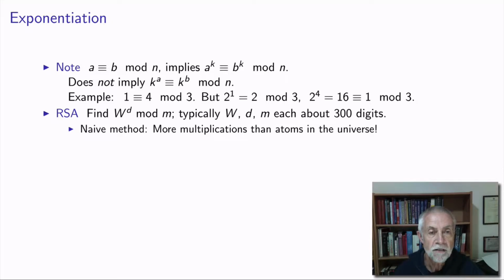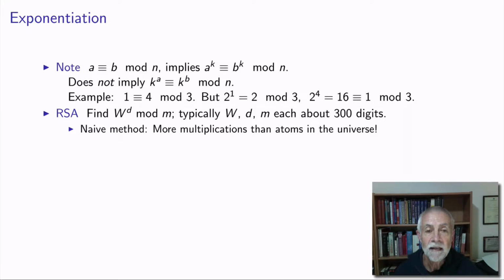If we take two integers a and b, which are congruent mod n, then it will also be true that a to the k will be congruent to b to the k mod n. And that follows simply from the fact that a to the k is just a multiplied by itself k times. So really this is just an example of what happens with multiplication.